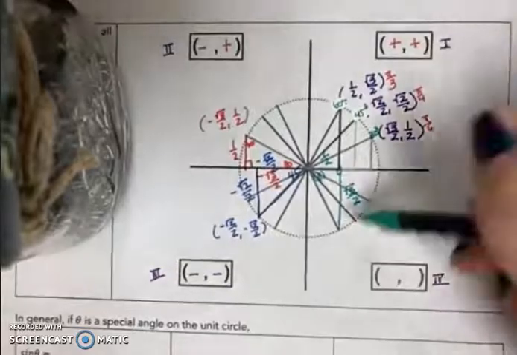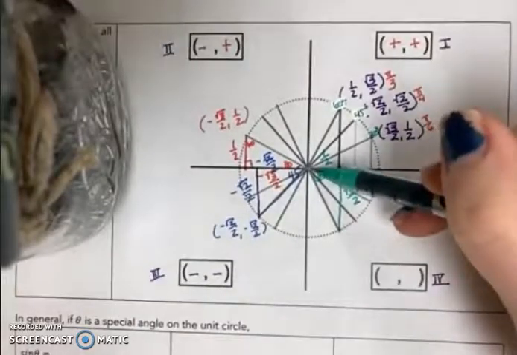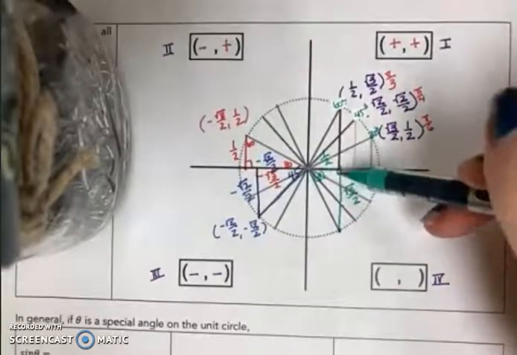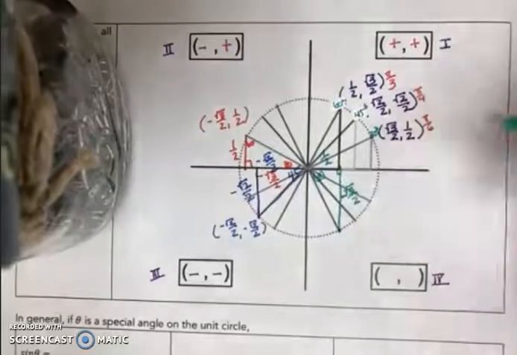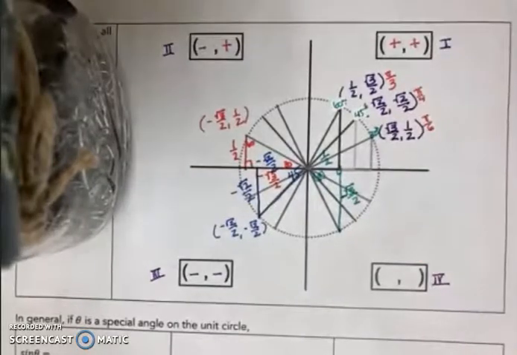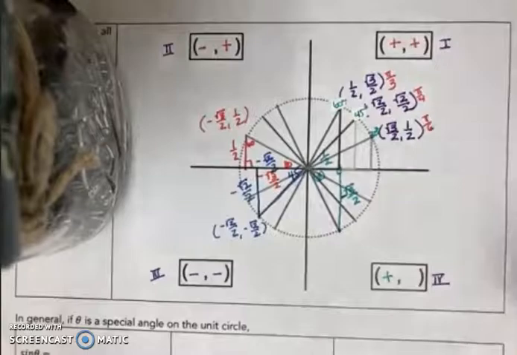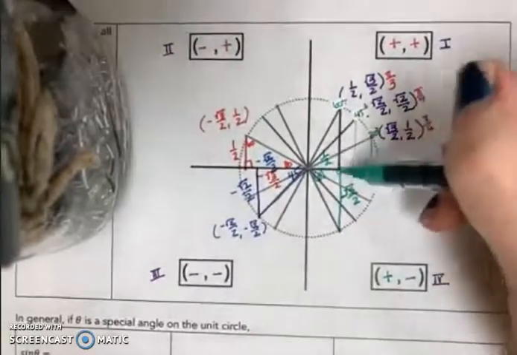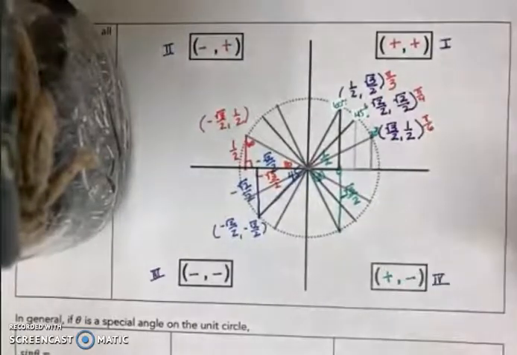Now in quadrant 4, to get from the center to this point, I've moved right and down. Right is a positive movement. Down is a negative movement. So that would be a negative root 3 over 2. All the x values would be positive. All the y values would be negative in quadrant 4. Again, think about it. It makes sense. This is the positive x-axis. This is the negative y-axis.